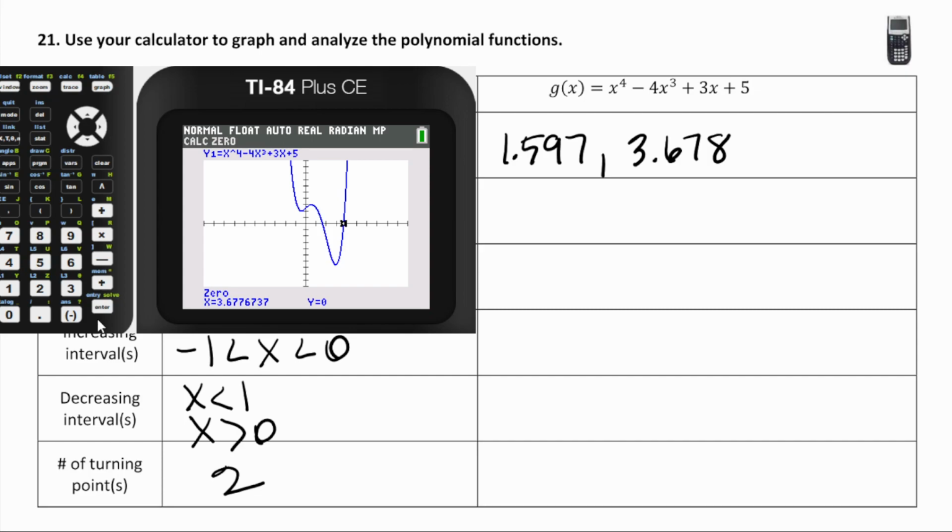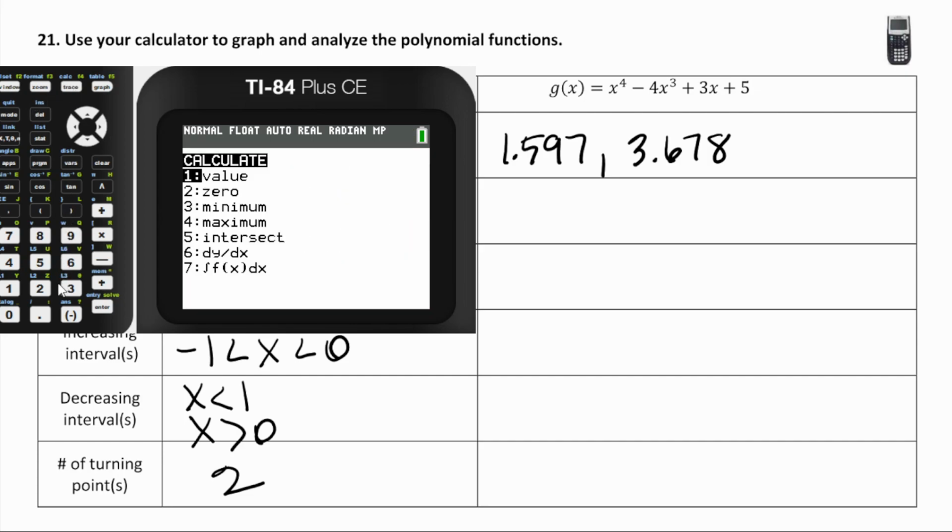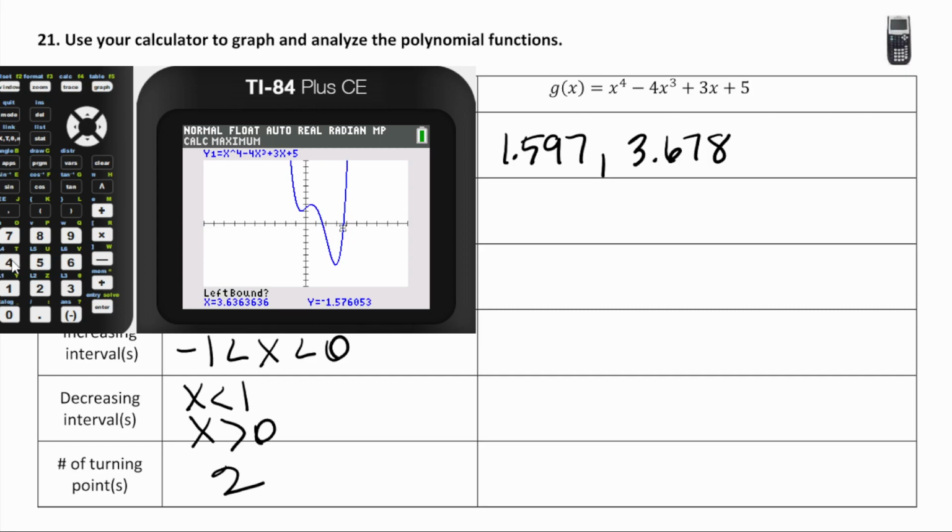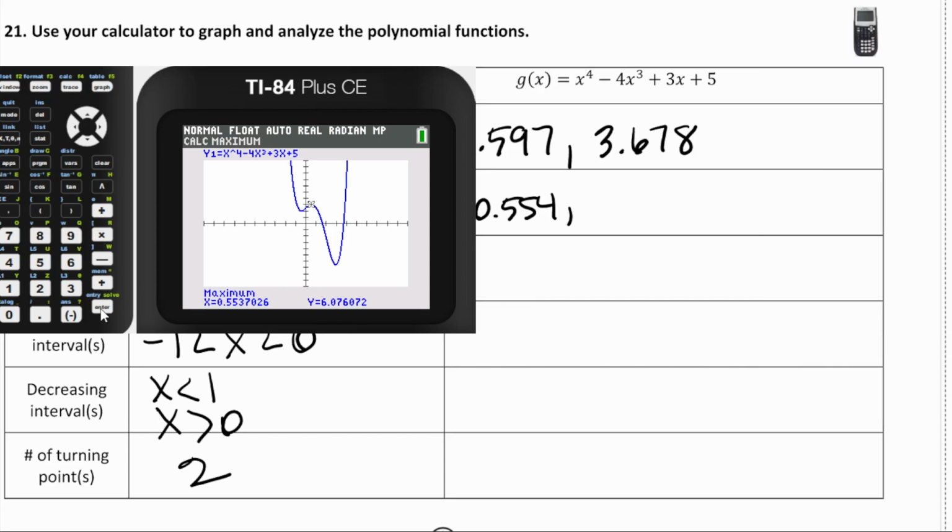And then what's after that? The local maxima. That's only that one over there, near x equals 0. So we're going to calculate a maximum. That's going to be between x equals 0 and let's just say x equals 2. It's at 0.554, and y at that point is 6.076.